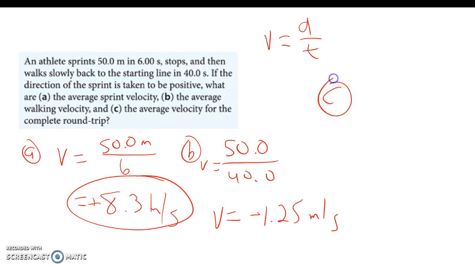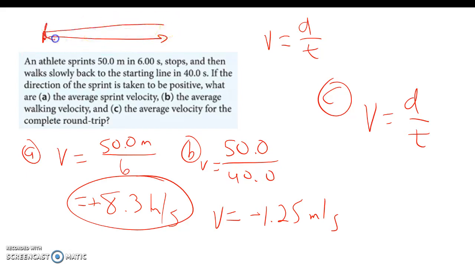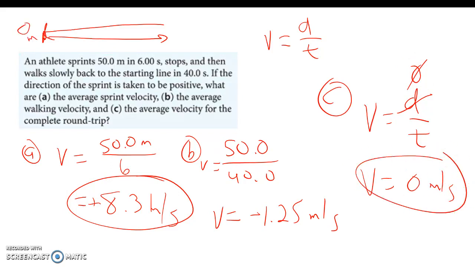So C, we want to know the average velocity for the round trip. Here's where things get a little easy or maybe tricky. It depends how you look at it. But velocity, remember, is displacement over time. What's our displacement? Well, if we start here and we walk 50 meters and then we walk 50 meters back, our displacement turns out to be 0 meters. If our displacement is 0 meters, our velocity also is 0 meters per second. So our average velocity for the complete round trip is 0, even though when we sprinted it was 8.3, and when we walked it was negative 1.25.